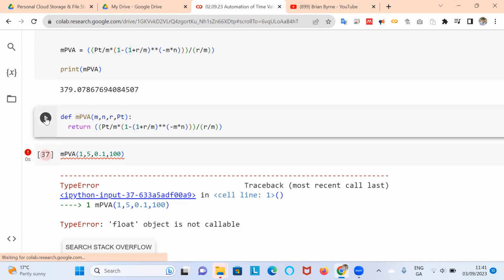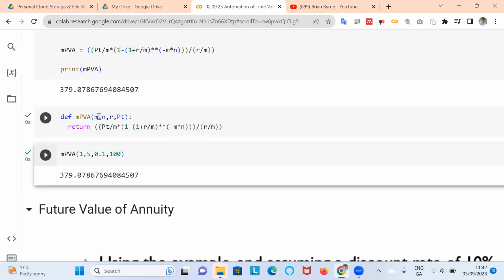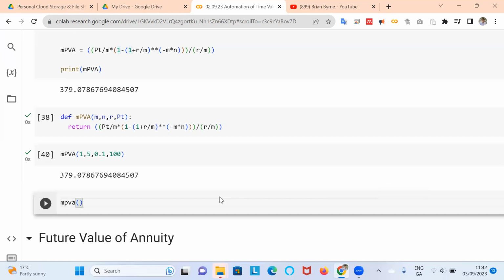So once we execute the function, then this MPVA is our user-defined function, and it says, look, if the periodicity is once a year, and it's for 5 years, and we're discounting at 10%, and we're receiving $100 each year for the 5 years, then the present value of that would be 379. And we could make one little change there just to do a little test. MPVA, open brackets, and it should be prompting me. Okay, so let's put a capital here just to be consistent. MPVA.